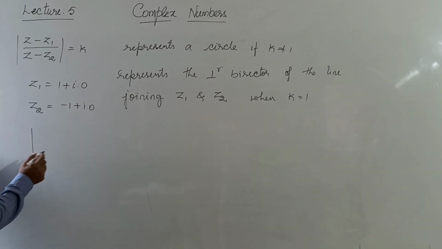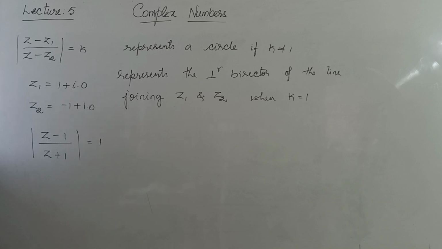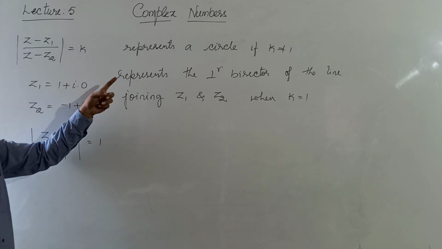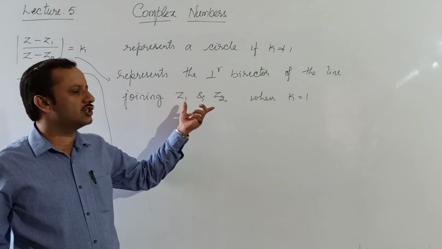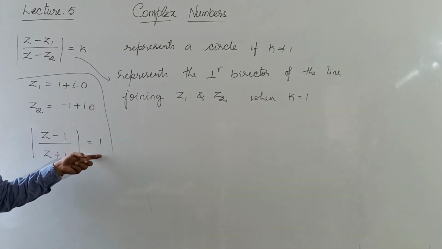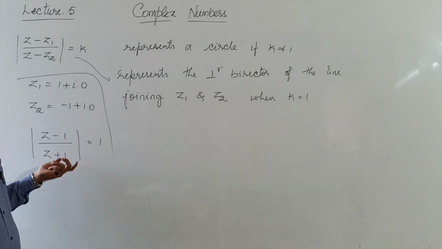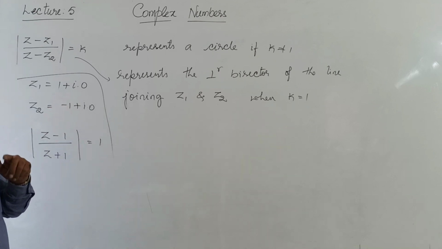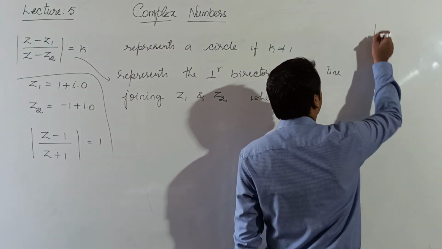Okay. So then I will write modulus of (Z minus 1) divided by (Z plus 1) is equal to 1. We will take mod of (Z minus 1) divided by (Z plus 1) equal to 1. According to this, I told you that it represents a perpendicular bisector of the line joining Z1 and Z2 whenever k is equal to 1. In the example I have taken here, k is equal to 1. So now this represents the perpendicular bisector of the line joining Z1 and Z2. How does it represent? Before we go there, let us see what the perpendicular bisector of these two is.